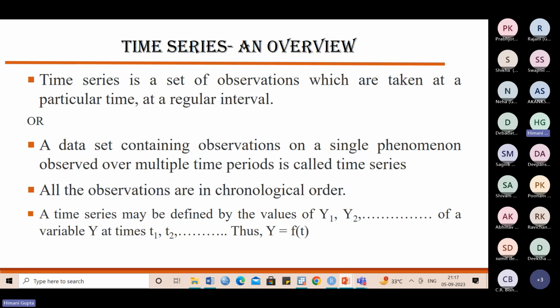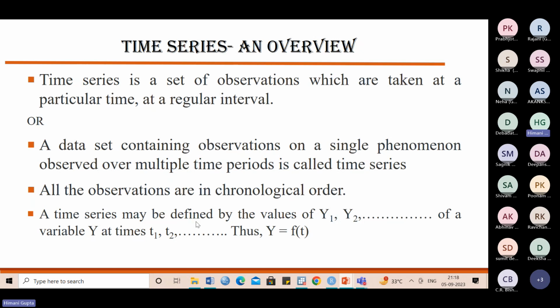So try to take as short a regular interval as possible. That means if you are taking daily, it's good. But if you are taking monthly, increase your number of years. If you are taking quarterly, increase the number of years. You have to consider this very prominently, that these things should be taken care of. My number of observations should not be reduced.